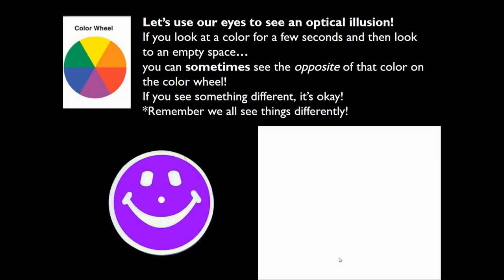So let's use our eyes to see an optical illusion. If you look at a color for a few seconds and then look at an empty space, you can sometimes see the opposite of that color on the color wheel. So let's look at this purple smile face, and we're going to count to say 7 together.